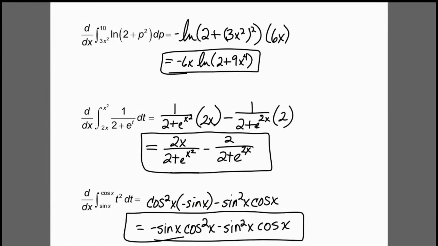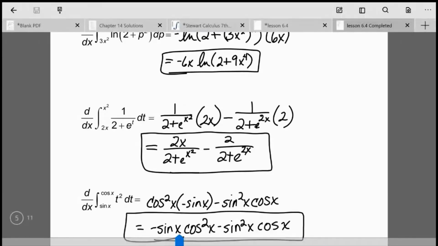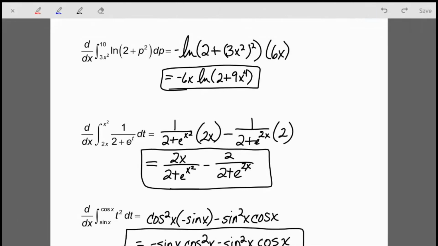Okay, so here are the answers that you should have come up with. You can see on this first one, we've got a lower limit that has an x in it, a lower limit of 3x squared. So I know it's going to be negative, first of all, because when I take the derivative of the upper limit, it's going to give me 0. So I'm going to subtract away the antiderivative with the 3x squared plugged in, and then take the derivative of that. So that's going to give me a negative. And then also, don't forget that we have to do the chain rule here, because our limit of integration is not just an x. We actually have 3x squared here. So that's where the 6x came from, just using the chain rule.